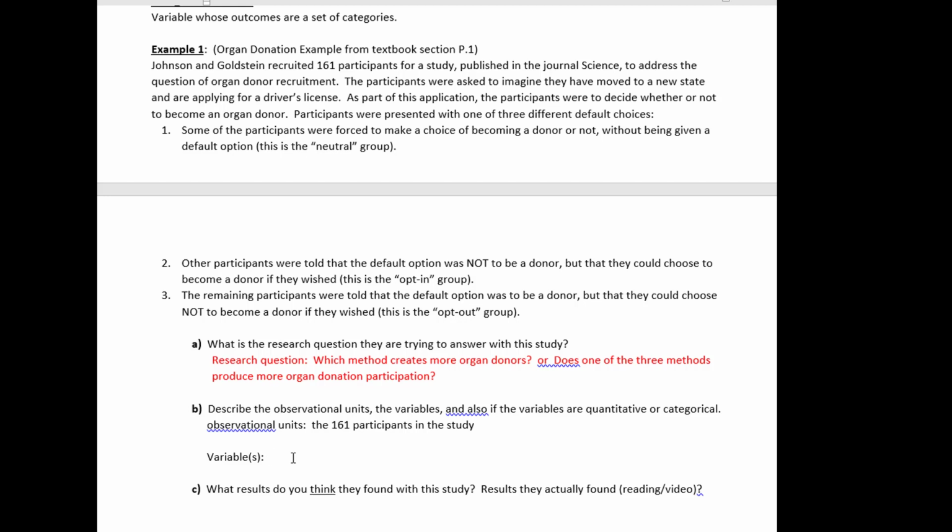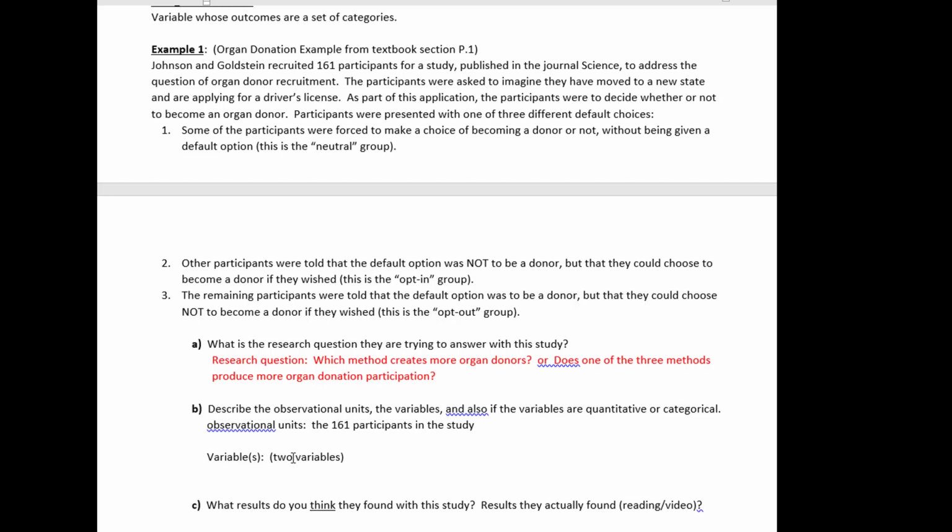So what is the variable? A variable is the characteristics, the things you're writing down about your observational units. So imagine walking up to any of these participants in the study. What do you write down on your clipboard about those participants? In this case, there actually are two variables. When you are standing in front of one of the participants with your clipboard, you would write down two pieces of information.